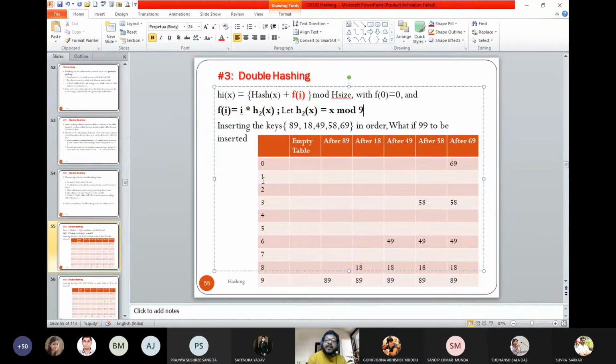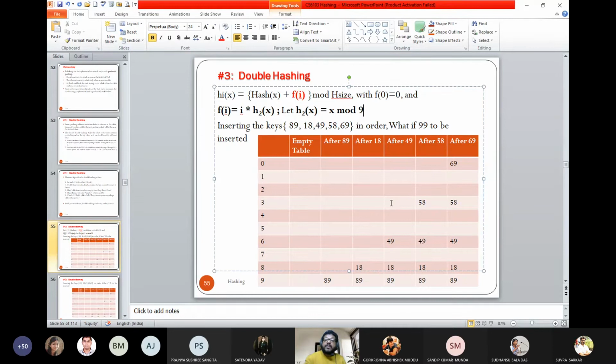So the initial hash value you obtained previously was 9. 9 plus 4 will be 13. 13 mod 10 is 3. So it has to go to this place. I think this is x mod 7, I need to check it. Are you getting me?